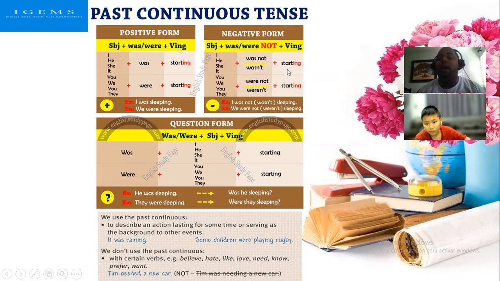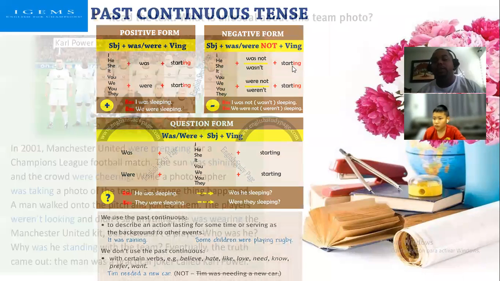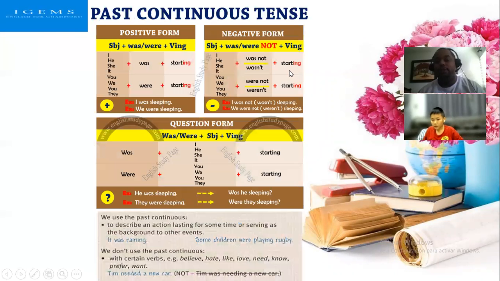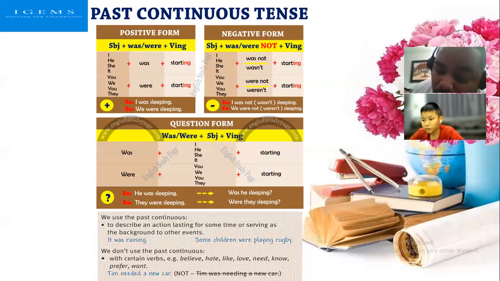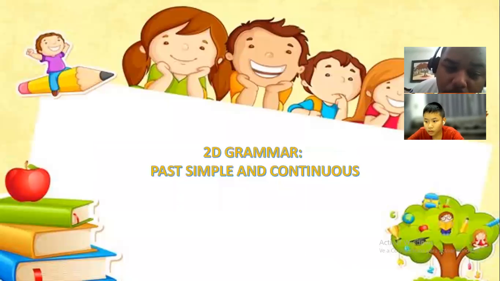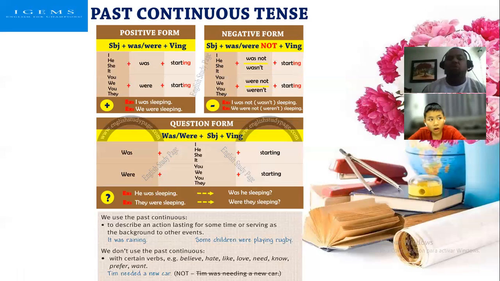In this case, remember that we add the ing. For example, I was not starting. I was not starting. And here, for example, I was starting. We use the pronoun, the verb to be in the past tense, and the action verb with ing at the moment. That's why it is the past continuous tense. And also we have the past simple, which is this one.